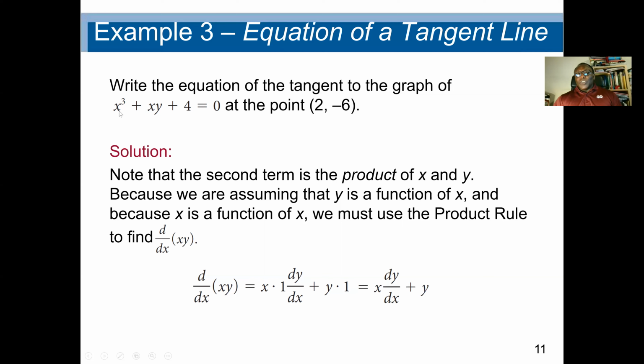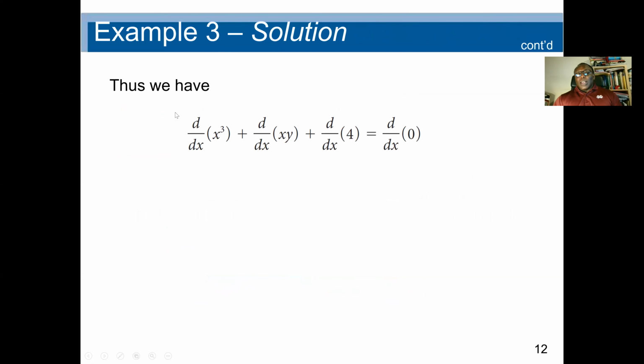Then we know the derivative of x cubed will give us 3x squared. Derivative of 4 will give us 0. So next we can see derivative of x cubed plus derivative of xy plus derivative of 4. And then we know this will give us 3x squared. We found this already, derivative of xy using the product rule. Then derivative of any constant value is 0, equal to derivative of 0 is 0.